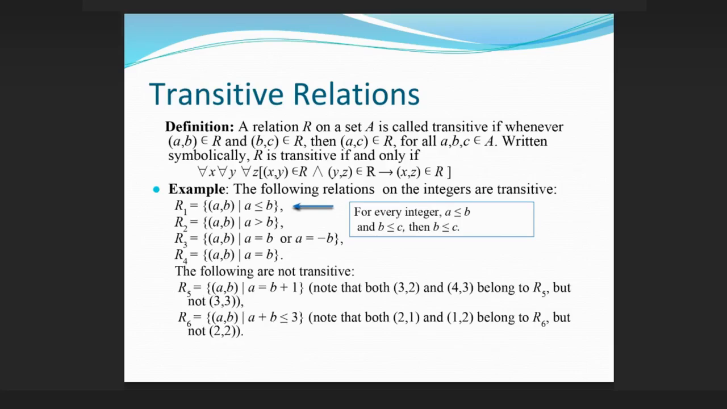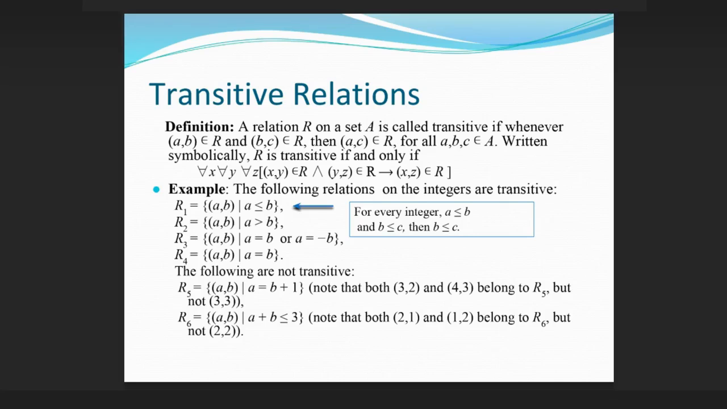Transitive relations definition: a relation R on a set A is called transitive if whenever (a,b) ∈ R and (b,c) ∈ R, then (a,c) ∈ R, for all a, b, c ∈ A. Written symbolically, R is transitive if and only if for all x, y, z, (x,y) ∈ R and (y,z) ∈ R implies (x,z) ∈ R.